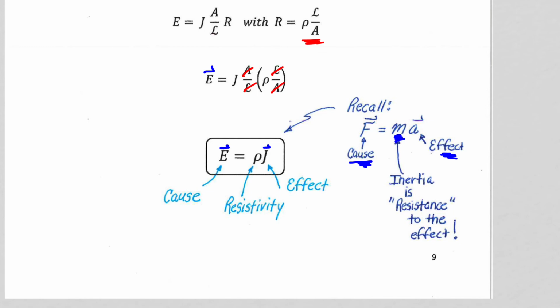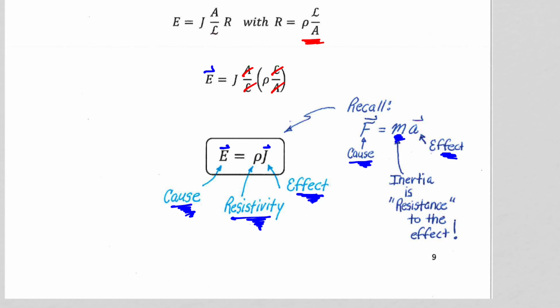And here we have the same cause and effect type of relationship going on. The electric field is definitely the cause of the flowing charge. The effect we see is the charge, in this case charge per area, and the resistivity is that property of nature. Remember, we saw copper and silver had different resistivities relating the cause, the electric field, to the effect, that flow of charge, as a current per area.